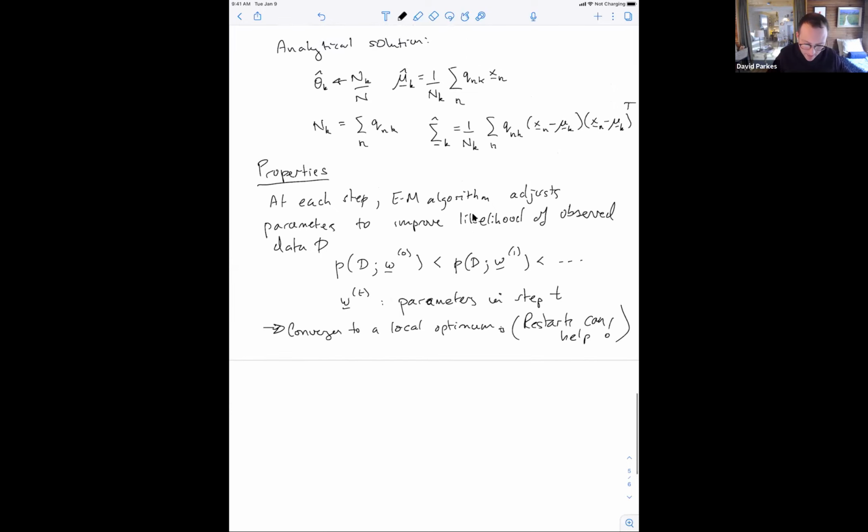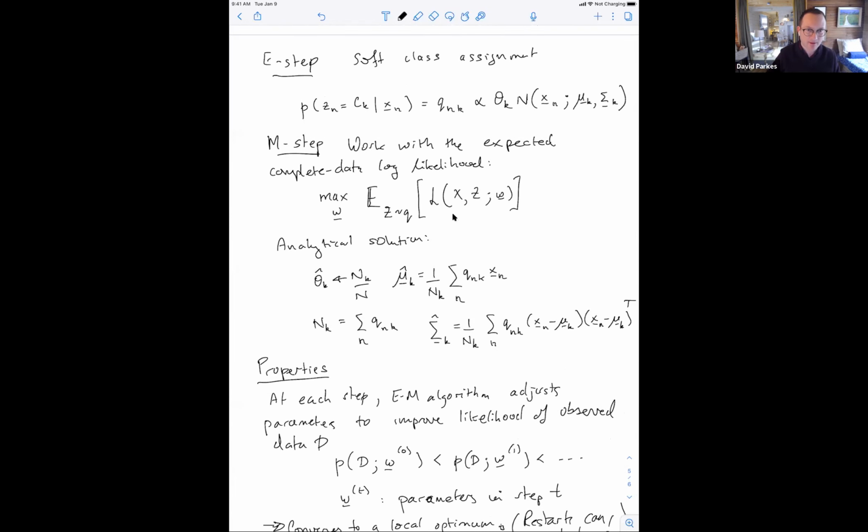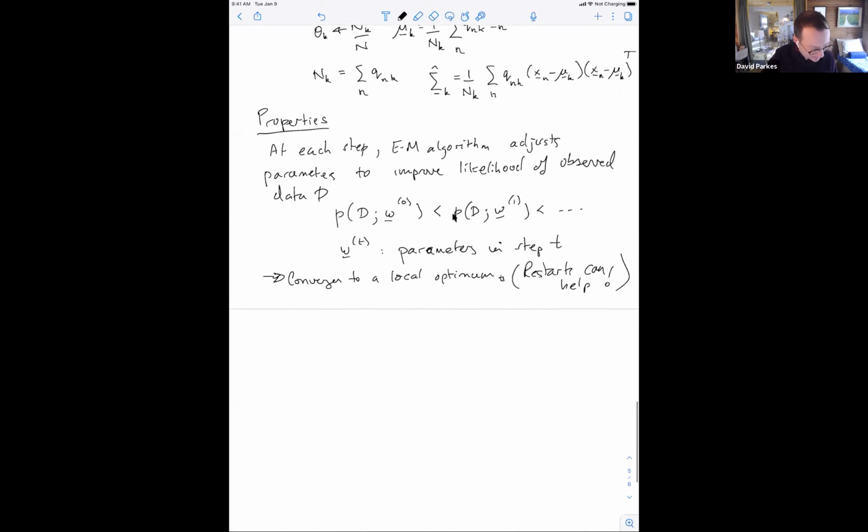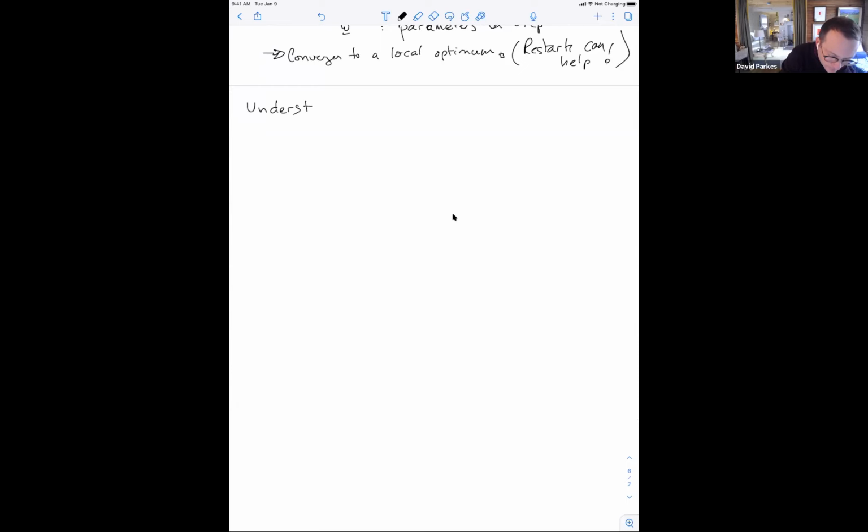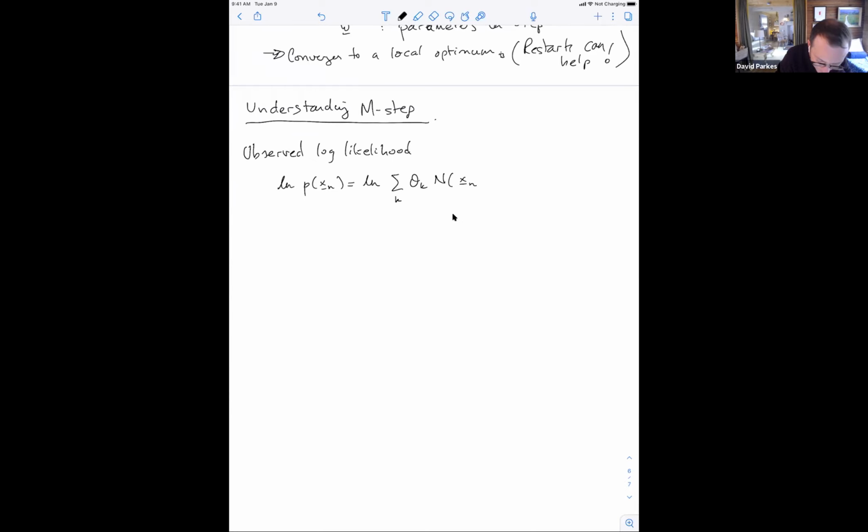So I want to explain why this is the solution to this expected complete data log likelihood. Let me do that right now. So, understanding the M step. First of all, where did we start? Let me remind you again about our observed log likelihood. I'm just going to now work with a single example. I think we can understand everything for one example. You remember this is the expression that we didn't like. This has a log of a sum. We don't like this expression. This is our observed log likelihood.